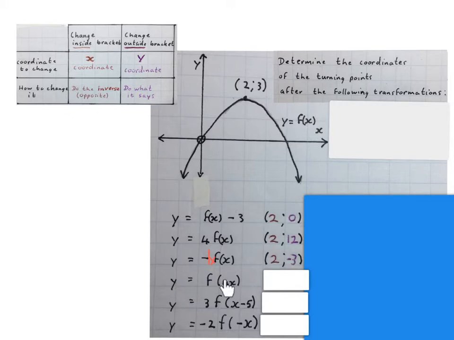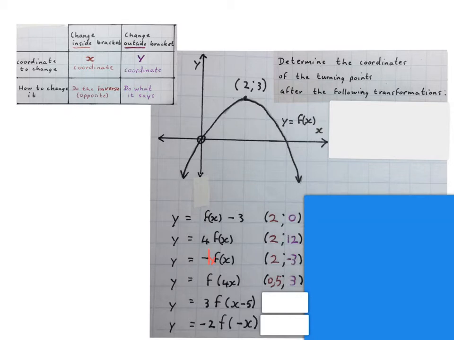The next one, there is a change inside the bracket. It says 4 times x. I will, in other words, go and make a change on the x coordinate, and I will do the opposite of what I see. There is nothing happening outside the brackets, so the y will stay 3, and I will take the x value and divide it by 4, do the opposite. 4 times x, I will divide by 4. My answer will be 0.5 or a half.